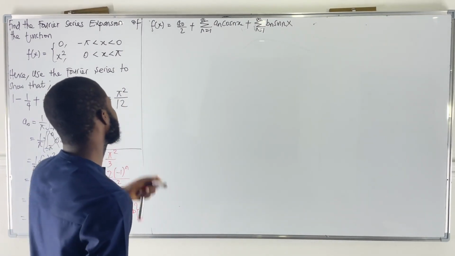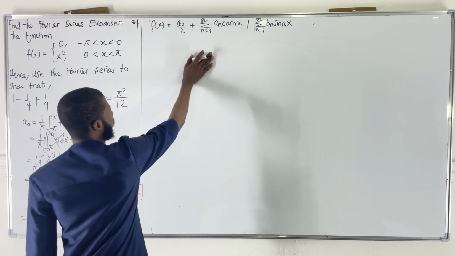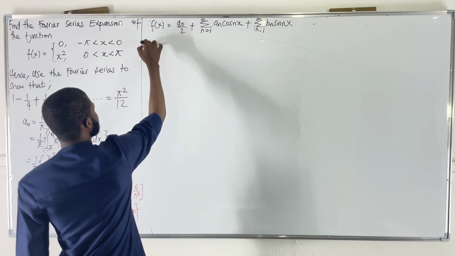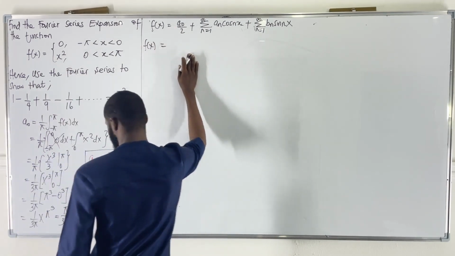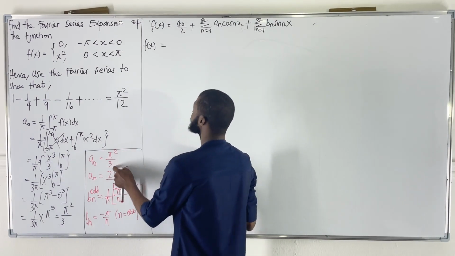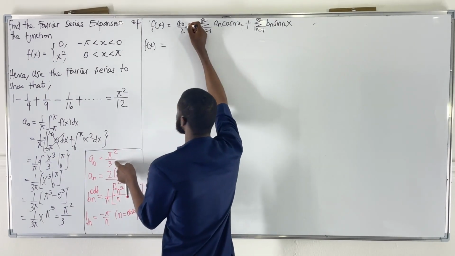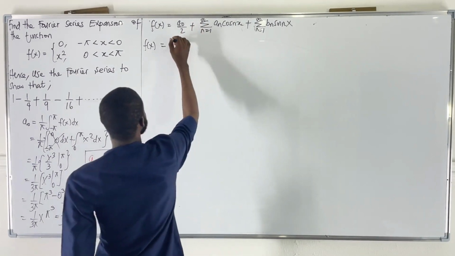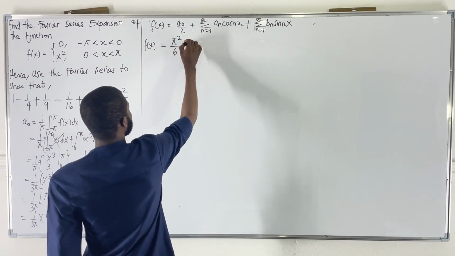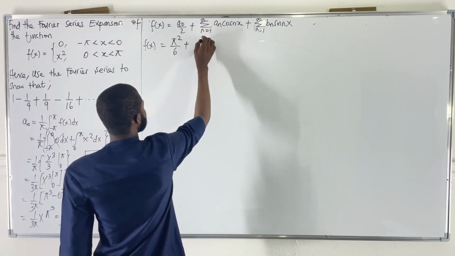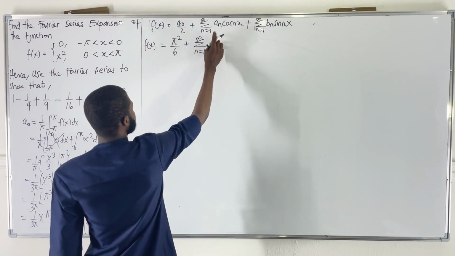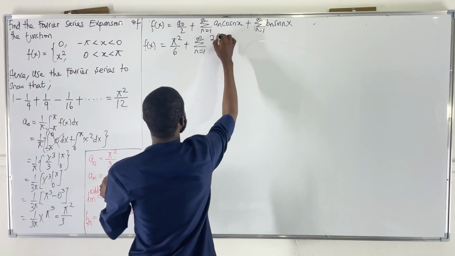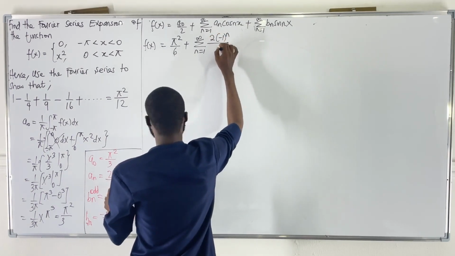Okay, so let us put in our numbers. So this is f of x equal a naught. A naught is pi squared over 3, right? So if you divide it by 2 again, it's already divided by 3. So if you divide by 2, that will be over 6. So this means we'll have pi squared over 6 plus the sum from n equal to 1 to infinity. And this expression here, a sub n, is 2. So we'll have 2 into minus 1 to the power of n over n squared.